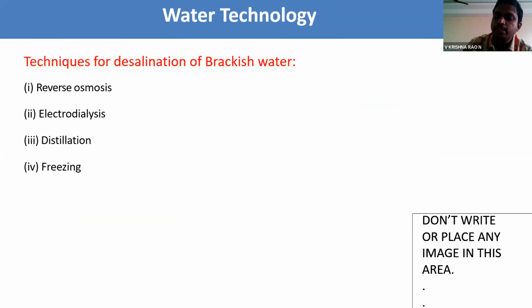Now there are techniques involved in the desalination of brackish water, like reverse osmosis. The first one is reverse osmosis, then electrodialysis, distillation, and freezing. But in our syllabus, we have only reverse osmosis. By using reverse osmosis, we are going to convert the salt water into fresh water.